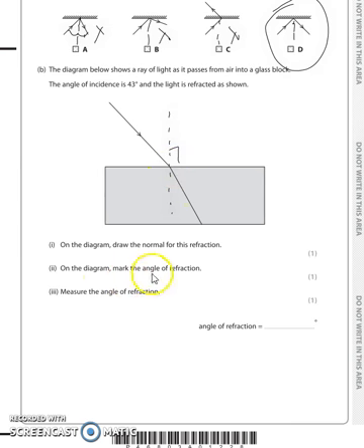On the diagram, mark the angle of refraction. This is the angle of refraction. That's why the normal line is there, in order to measure these angles. So we put the normal line in because the angle of incidence is between the incident ray and the normal. Angle of refraction, refracted ray, and the normal.